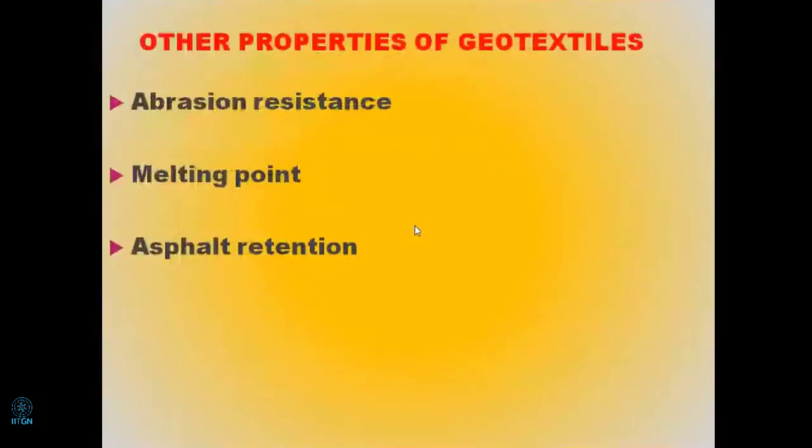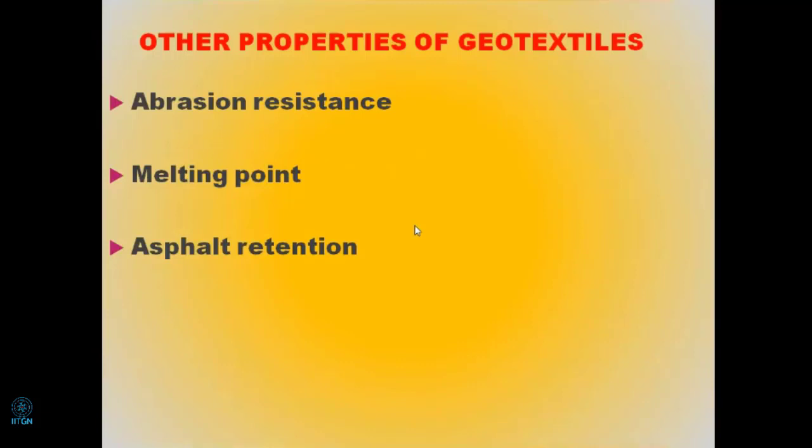Now, other important properties have to be judged depending upon the use of the geotextile at the site, like abrasion resistance, where it is required. So this test is very important. Another is melting point. When we are using a geotextile in bituminous pavements, and the laying temperature is more than 180 degrees, then melting point comes into the picture.